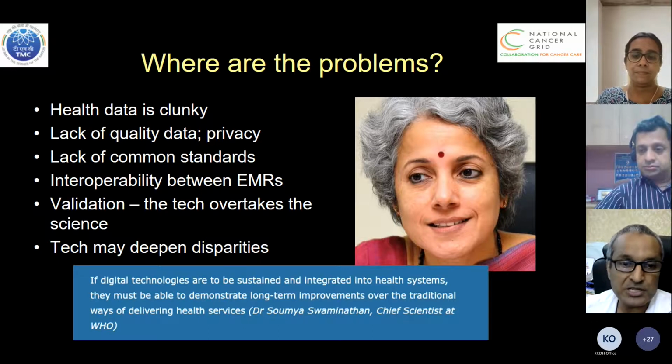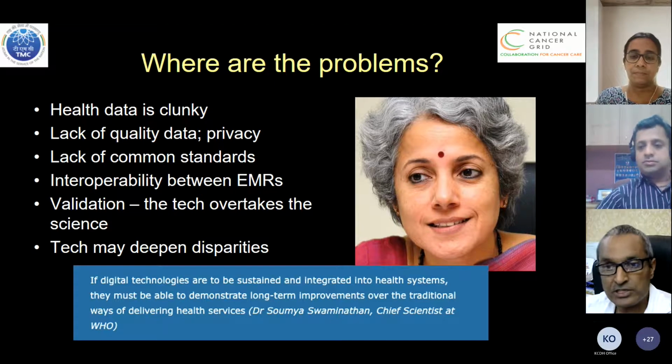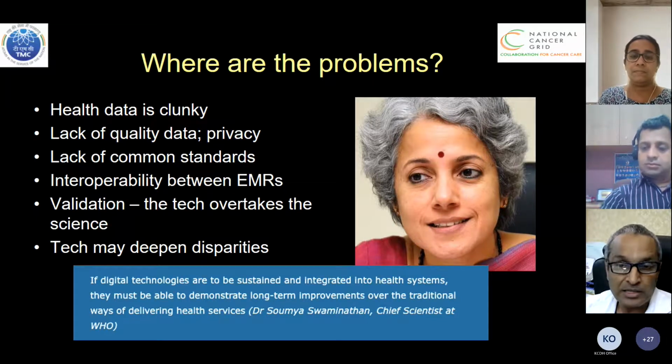She said, if digital technologies are to be sustained and integrated into health systems, they must be able to demonstrate long-term improvements over the traditional ways of delivering health services. So for all of us who are converted to digital health, this might seem a very rudimentary and a very basic comment to make, but I think it goes at the heart of what public health systems are all about.